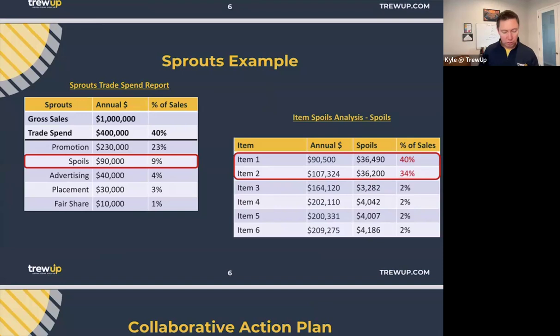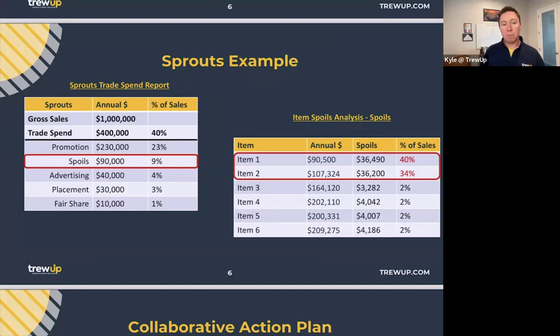As we drill down, what you're going to see on the left-hand side of my screen is the Sprouts example, call it retailer S, and we've got our total sales of $1 million. We have our trade spend of 400,000. And underneath that, you can see the breakdown by category. Now we see our working and non-working trade here, as we've talked about before.